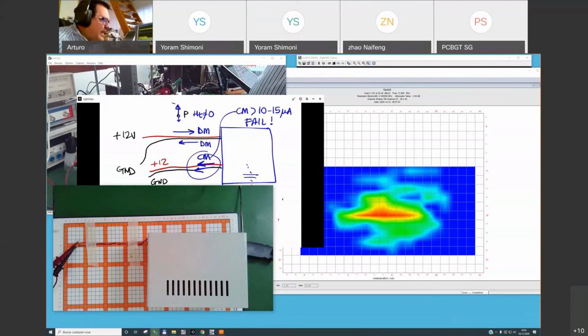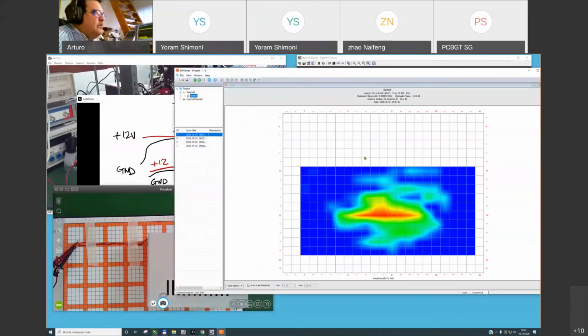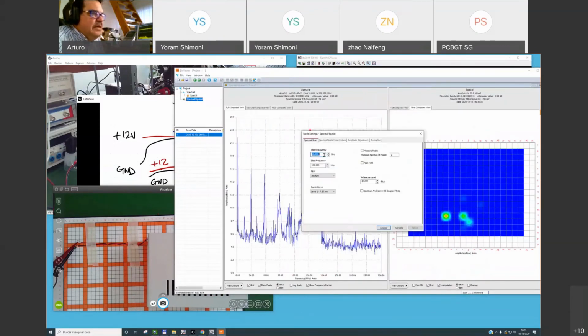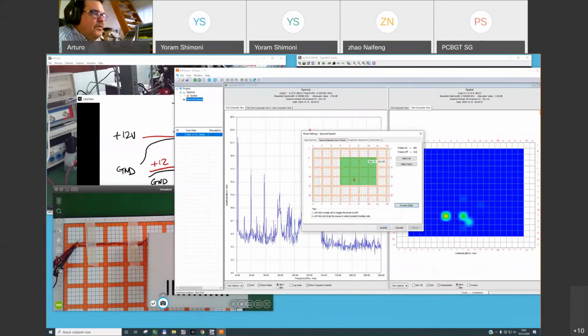So let's try to scan this cable with a scanner. We go again to the scanner. Let's try to do a new spectral spatial scan. Let me go to the settings. Let's go from 10 megahertz to 250 megahertz using 300 kilohertz in frequency. And let me activate other cells. In this case, I am interested in cells from row 3 to row 8 and up to column U.